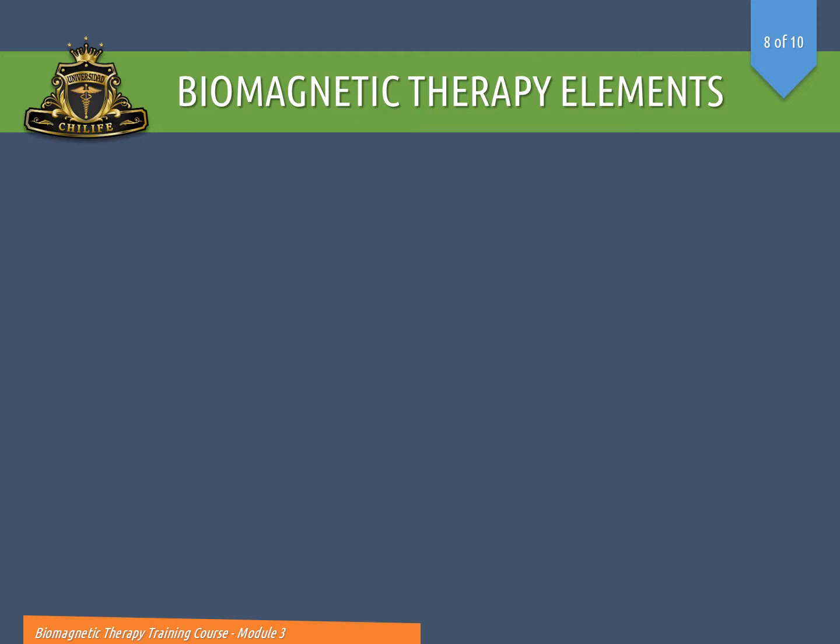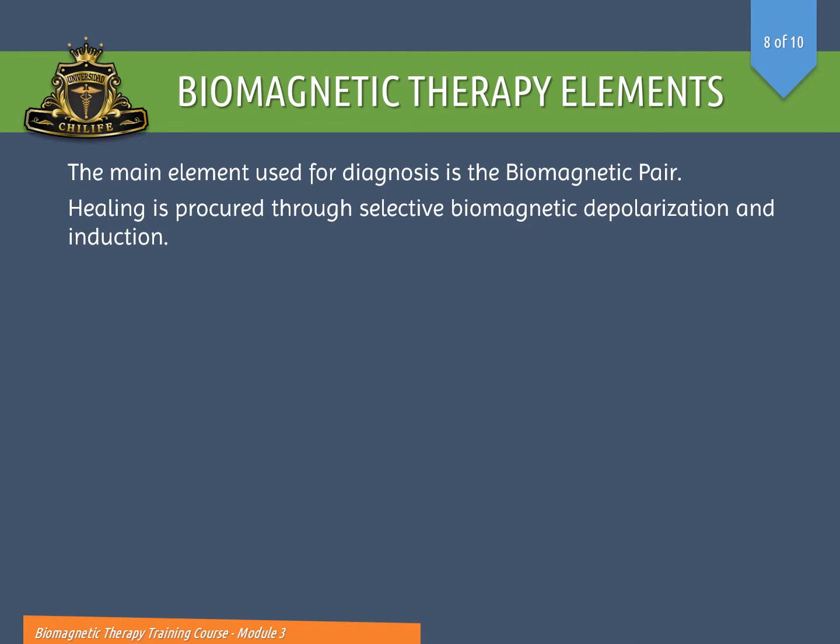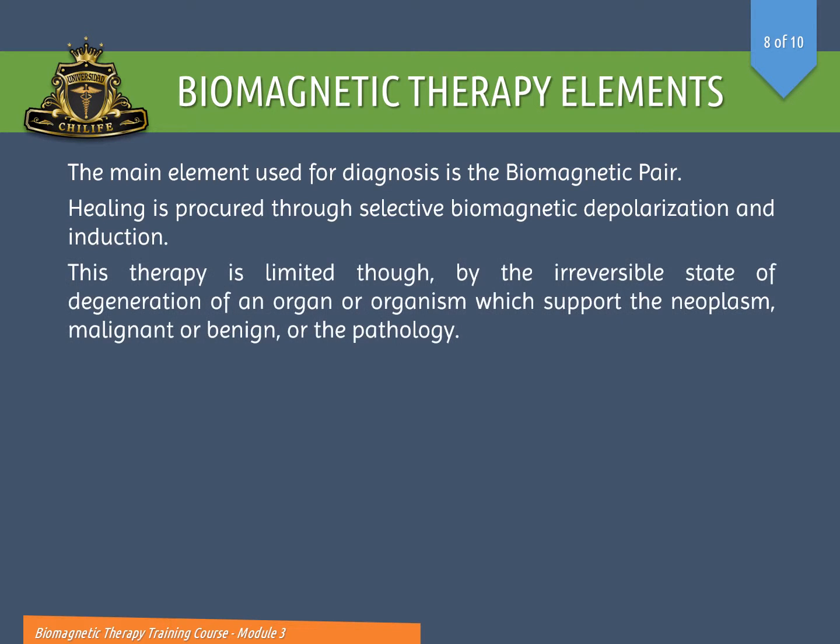Biomagnetic therapy elements. The main element used for diagnosis is the biomagnetic pair. Healing is procured through selective biomagnetic depolarization and induction. This therapy is limited, though, by the irreversible state of the generation of an organ or organism which supports the neoplasm, malignant or benign, or the pathology.